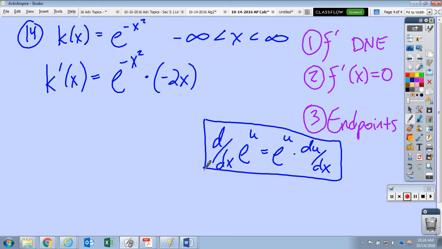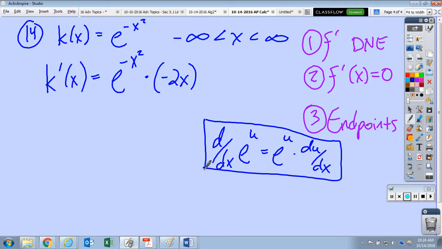The derivative with respect to x of e to the u is e to the u times du/dx. So the shortcut doesn't include natural logs at all. You don't multiply by the natural log of the base. So what is the ln of e? It's 1, exactly. But that's not included in this.